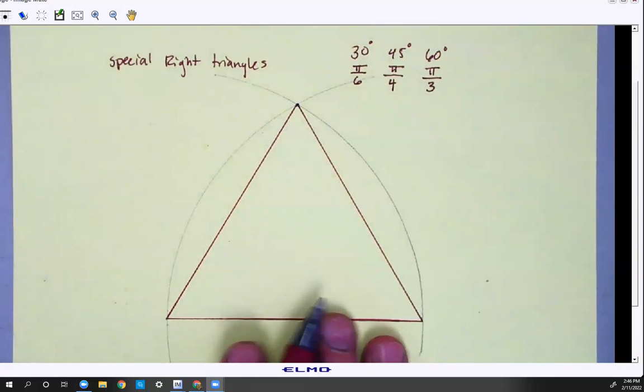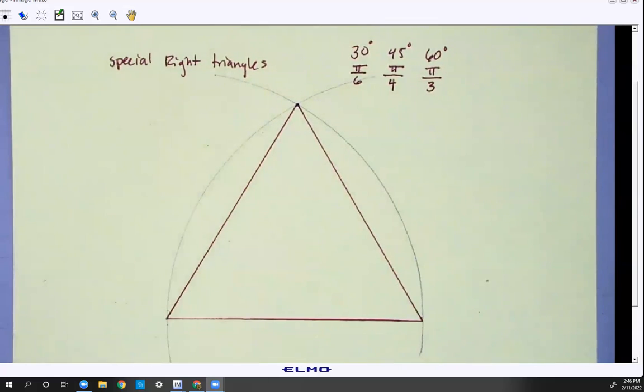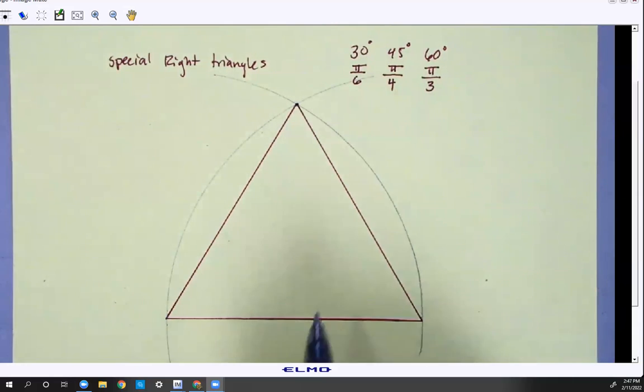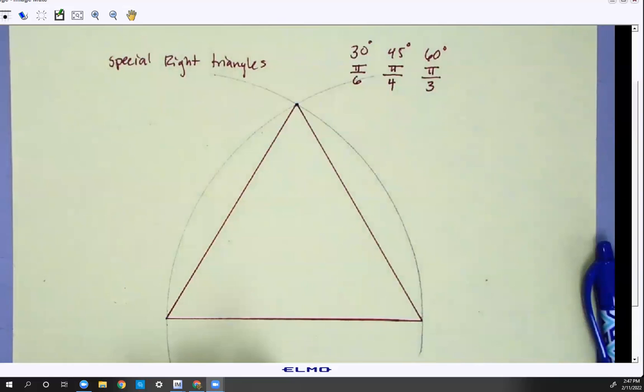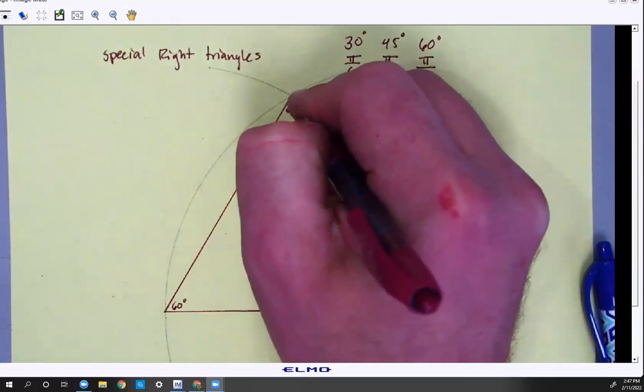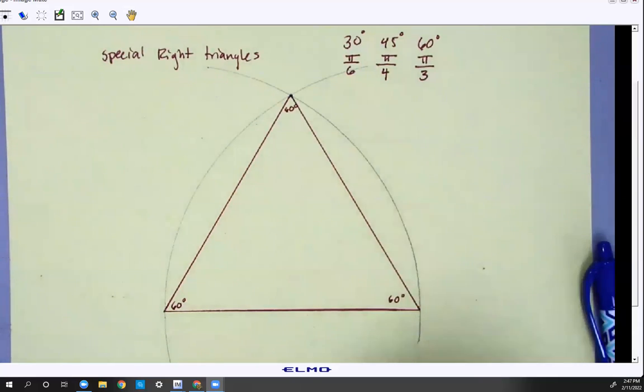But for just thinking about where these angles come from and how they relate to the sides of their triangle, I'm going to think about them as 30, 45, and 60 degrees. So the first thing I have here is an equilateral triangle. This is 60 degrees, this is 60 degrees, this is 60 degrees.